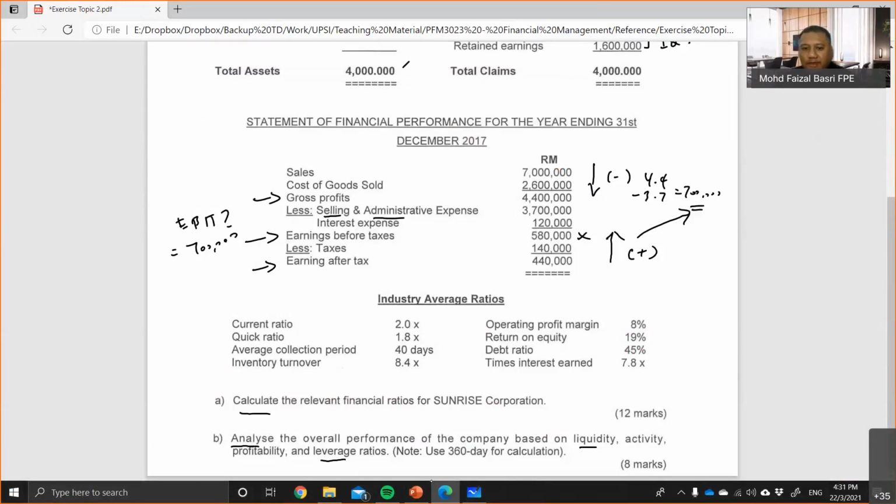Okay, so we have two more sections, which are activity and profitability. But by looking at the time now, I think I'll stop here for today. If not, I can drag maybe until 6 o'clock. So I'll stop here for today with regards to financial ratio analysis.